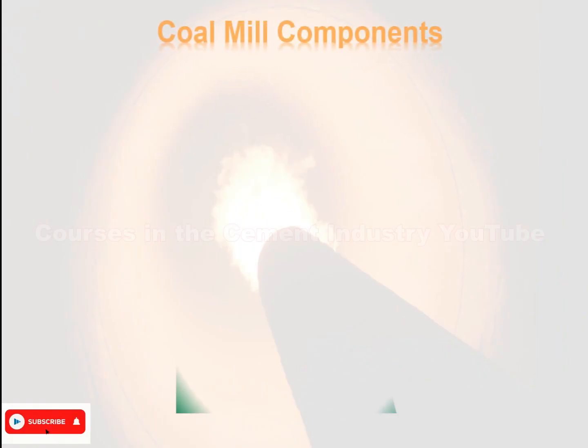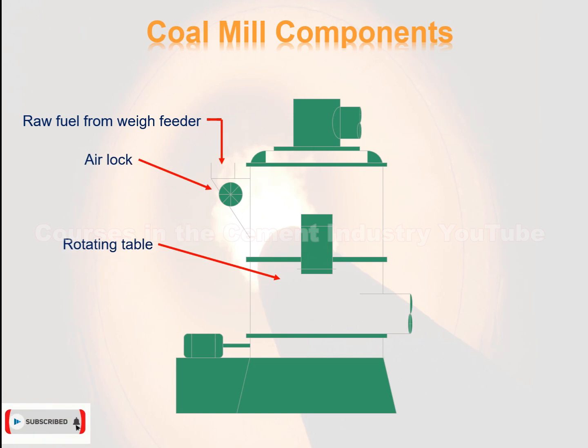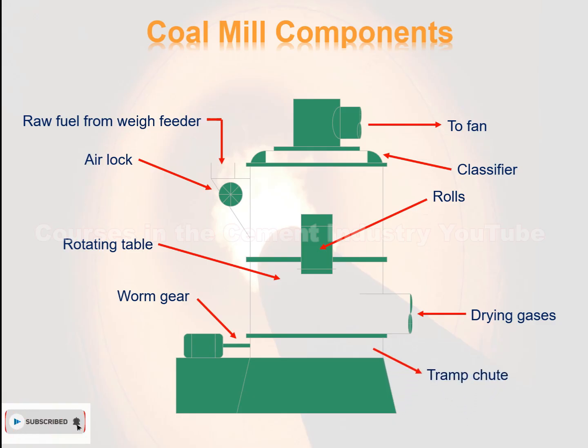Coal mill components. 1. Raw fuel from weigh feeder. 2. Airlock. 3. Rotating table. 4. Worm gear. 5. To fan. 6. Classifier. 7. Rolls. 8. Drying gases. 9. Tramp chute.